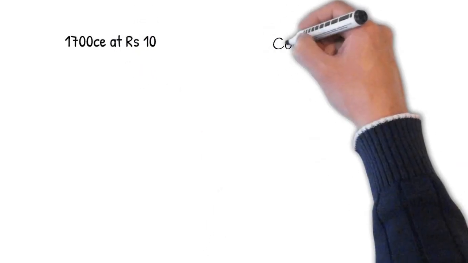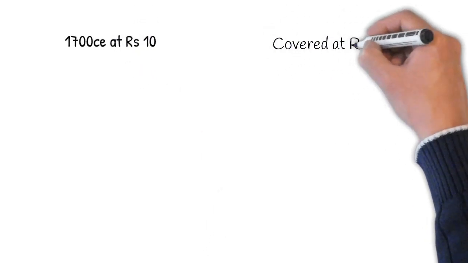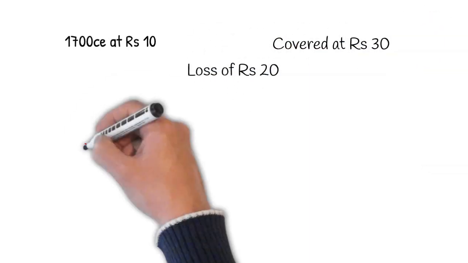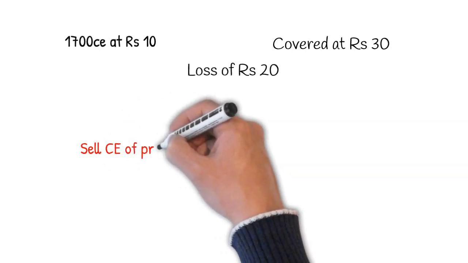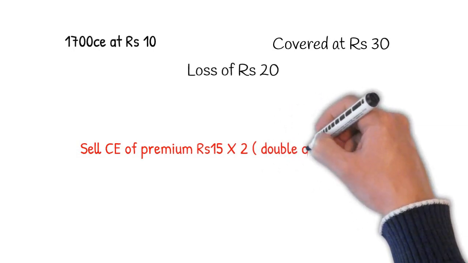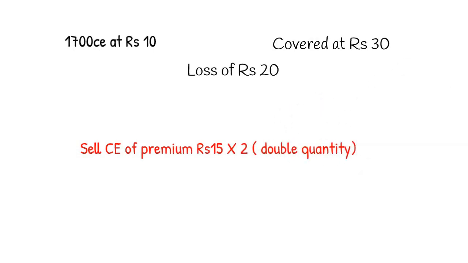Let's say initially you sold 1700 at 10 rupees, Reliance shot up, and your 1700 call is now at 30 rupees. You are currently sitting with a loss of 20 rupees in this trade. You close the trade, take the loss, and you sell another call whose premium is 30. But this time the quantity will be double. Let's say 1900 has a premium of 30. You sell that and now you are safe till 1900 is reached.